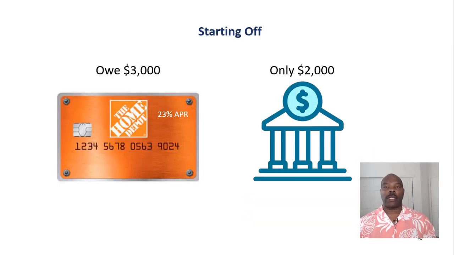Let's start off with this example of Hank. Hank has a $3,000 outstanding balance on his Home Depot card, and he's got $2,000 in the bank saved up. That's his family's bank, his personal savings for his household. So Hank starts to think about what he can do. Maybe I should refinance the Home Depot card because it's at 23% interest. If I can save some of that, that'd be a good deal to do.